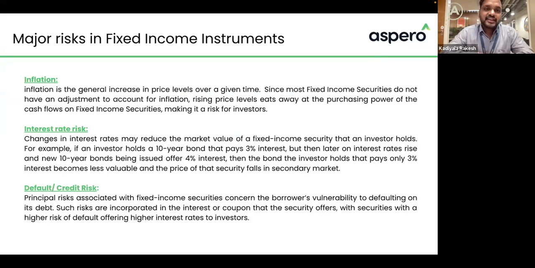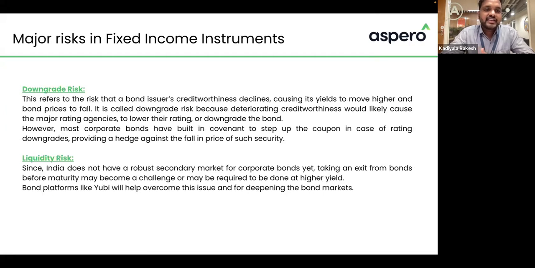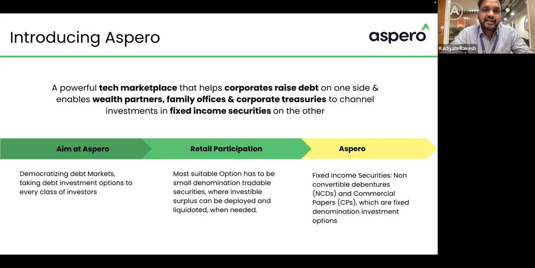And coming to the major risks in fixed income instruments: inflation risk, interest rate risk, default risk or credit risk, downgrade risk, and liquidity risk. These are the risks that are majorly involved in fixed income instruments. So before suggesting, please go through the details of the entity or issuer, I mean the issuance details, and accordingly you can take a decision.